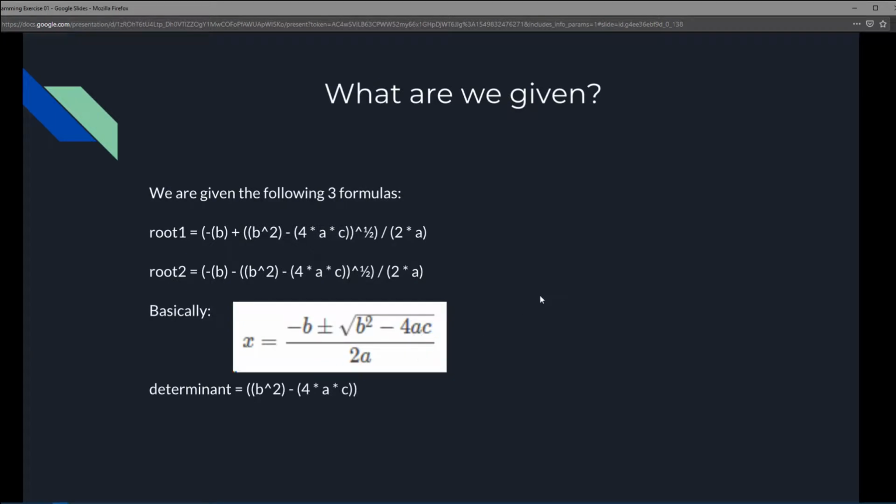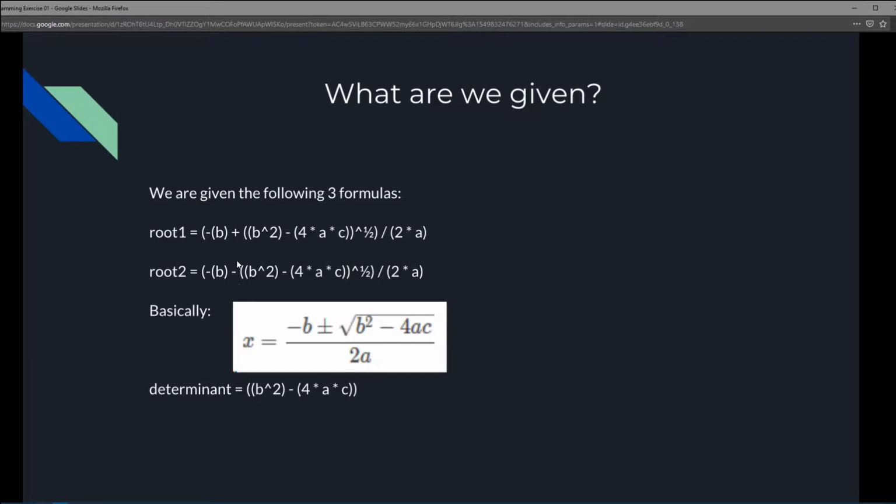So, how do we solve this? Well, we're actually given three formulas. Two of these formulas solve for the roots, root 1 and root 2, which is basically negative b plus the square root of b squared minus 4 times a times c, and then you divide that by 2 times a. The only difference between root 1 and root 2 is that you add for root 1 and subtract for root 2. You could do it vice versa.